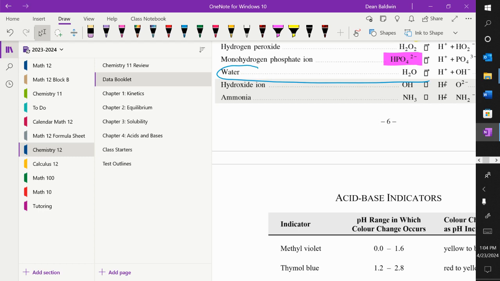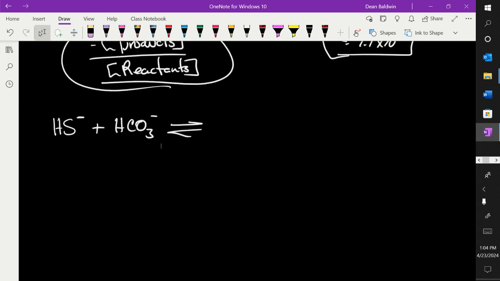HCO3 minus is the stronger. So we get, so it becomes H2S. Okay. So now you can tell me. So that's this, HCO3 is stronger than HS minus. So which two acids are now battling to push the equilibrium left and right? H2S and HCO3.